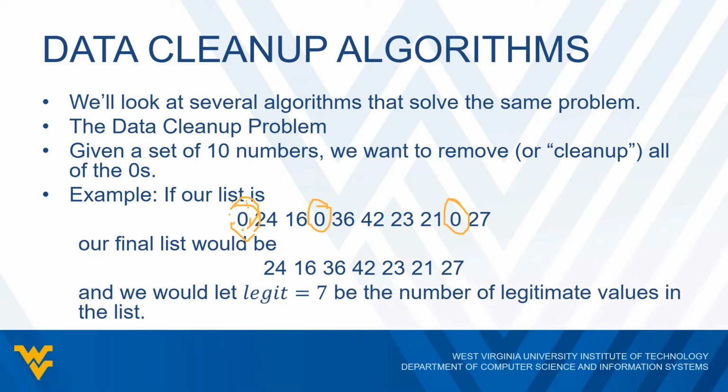And then we're going to have an additional variable which we would call legit, and it's going to be the number of legitimate values in this list. In this case we have 7 legitimate values, so legit is going to store the value 7.